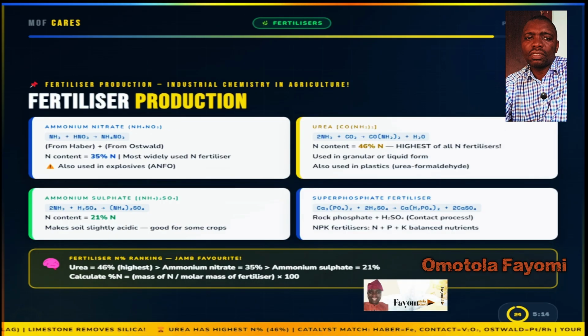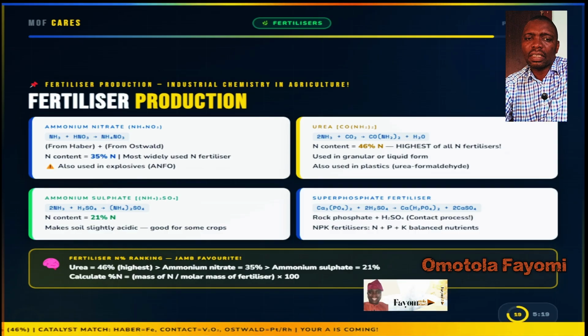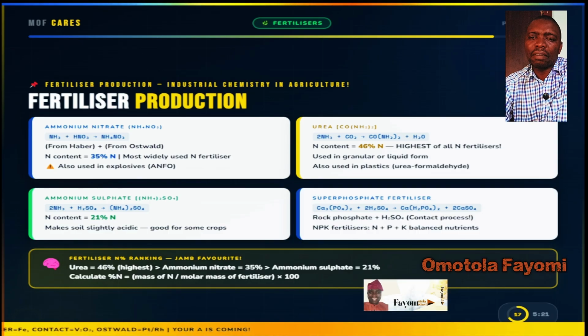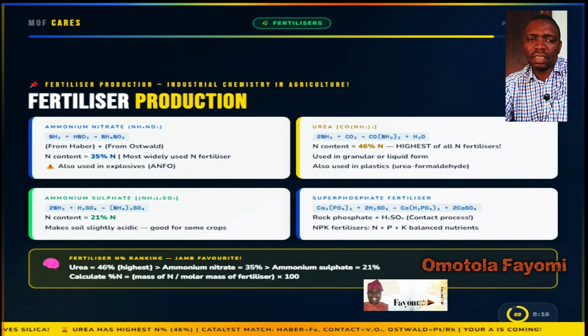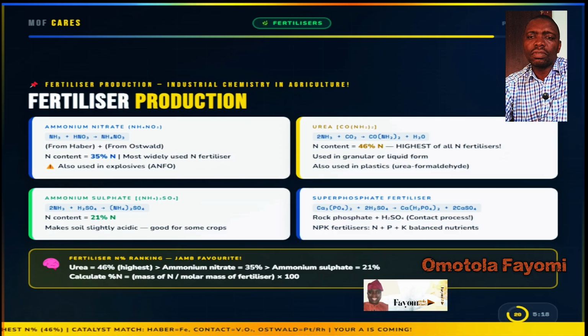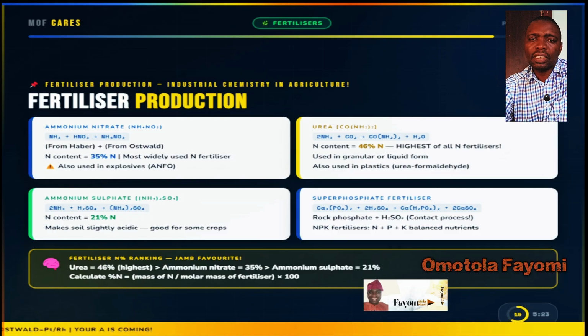Now, the fertilizer industry is the ultimate application of industrial chemistry, connecting the Haber process, Ostwald process, and contact process into a coherent system that feeds the world. JAMB tests fertilizer chemistry consistently. Ammonium nitrate is made by simply neutralizing ammonia from Haber with nitric acid from Ostwald, that's NH3 + HNO3 gives NH4NO3. Nitrogen content is 35%, high because both the ammonium group and the nitrate group contain nitrogen. It is the most widely used solid nitrogen fertilizer worldwide.